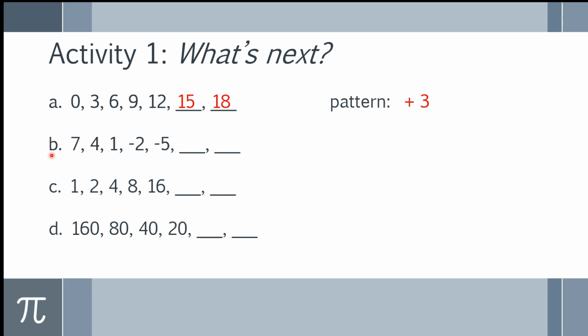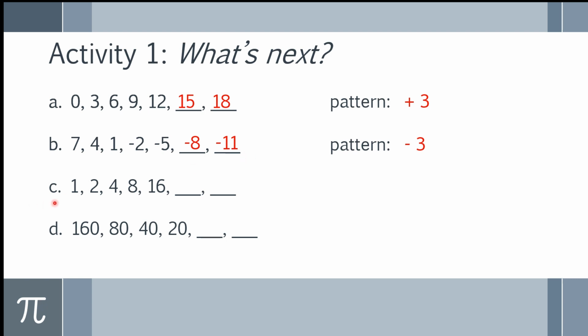Now for letter B, the pattern is, we simply subtract it by 3. So we have 7 minus 3, the answer is 4. 4 minus 3, the answer is 1. 1 minus 3, the answer is negative 2. Negative 2 minus 3, the answer is negative 5. So the next 2 terms will be negative 8 and then negative 11.